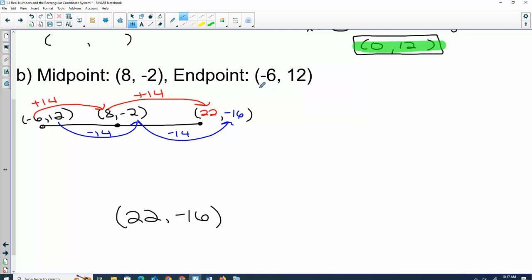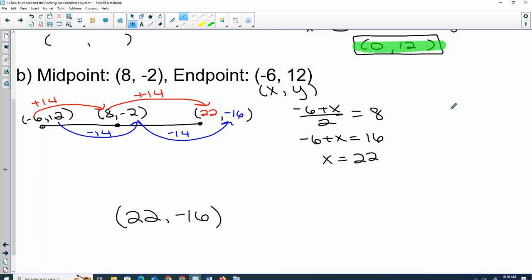If you did the equations, we're just saying the other endpoint is x, y. So you add the x's, divide by 2, and it equals the x of the midpoint, which was 8. Multiply over the 2, add the 6. And the same thing for the y's. Add your y's, divide by 2, it equals the y of the midpoint, negative 2. Multiply your 2, subtract your 12. So same thing both ways. And I do not care which way you work it out.